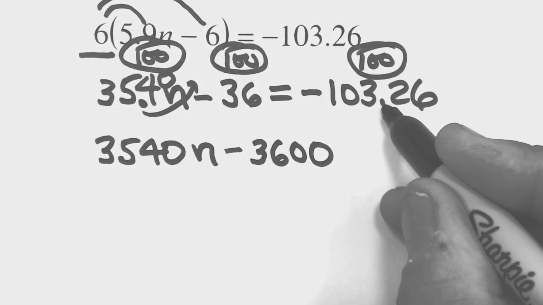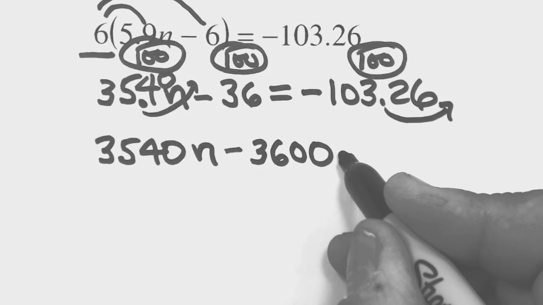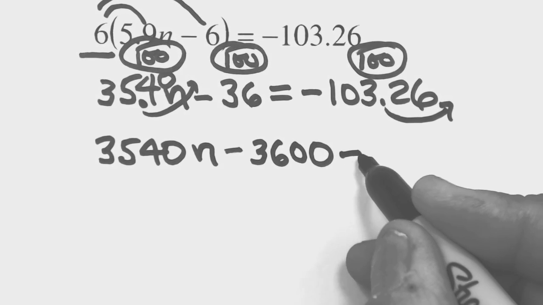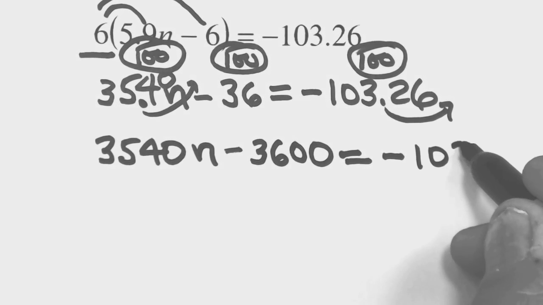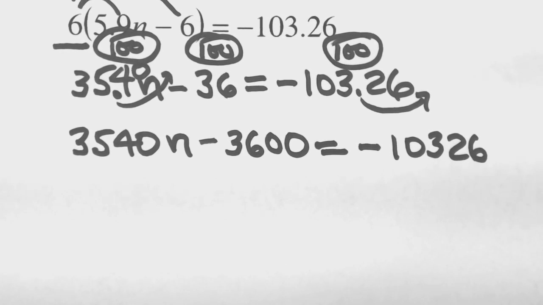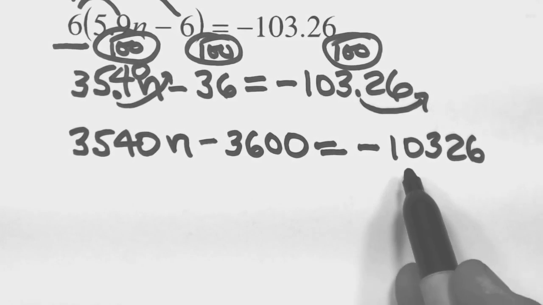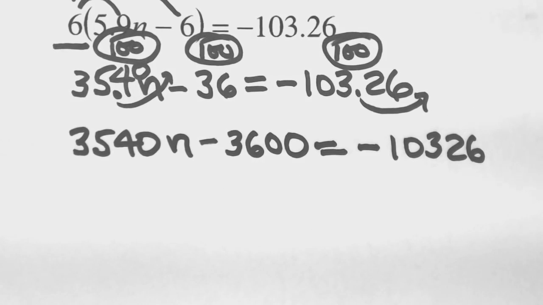Over on the right side, multiply by 100 moves the decimal point 2 places. So we have the equal sign and then minus 10326, the decimal point at the end, but you can leave it off and just leave it as a whole number. Okay, well, no like terms to combine here. So let's see what we have to move.